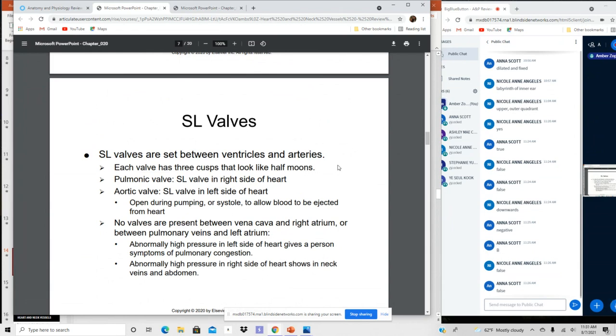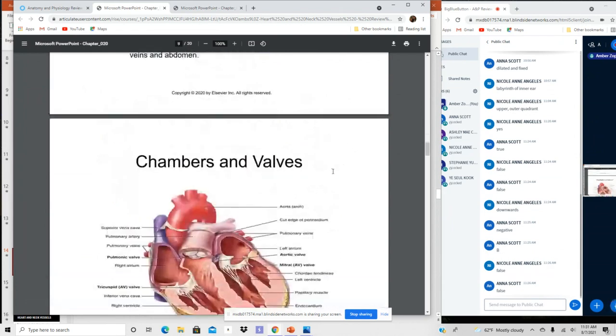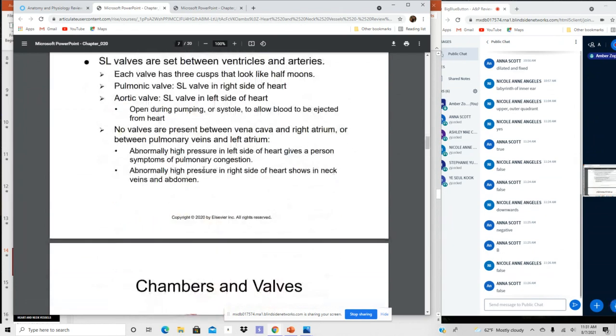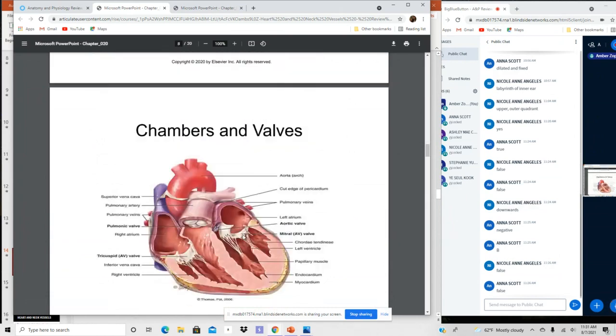Okay, so remember, if the left side of the heart has a lot of pressure that it has to pump against, that blood flow, instead of going forward to the aortic valve and into the aorta to the rest of the body, will start to back up and sit in the lungs.